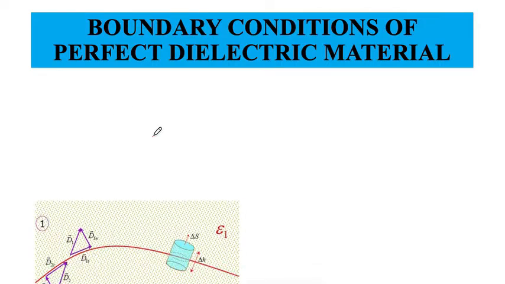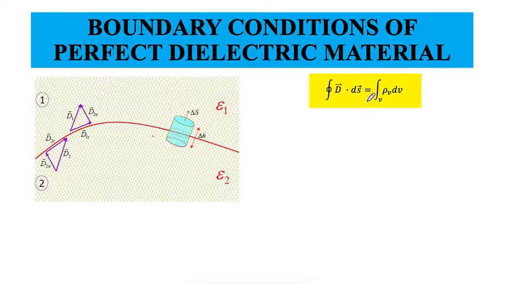Gaussian law in integral form states that the closed surface integral of the D field is equal to the total volume charge enclosed in the volume. This is a volume integral and this is a surface integral, not any volume integral. It is a volume that is enclosed by the surface.